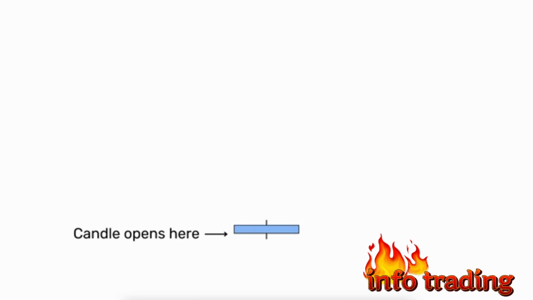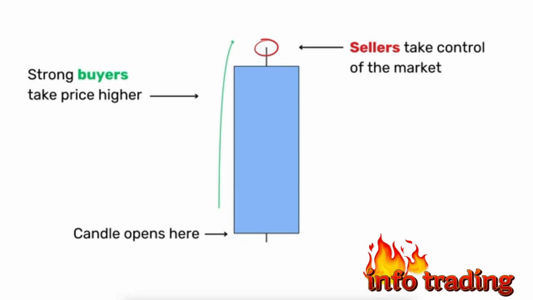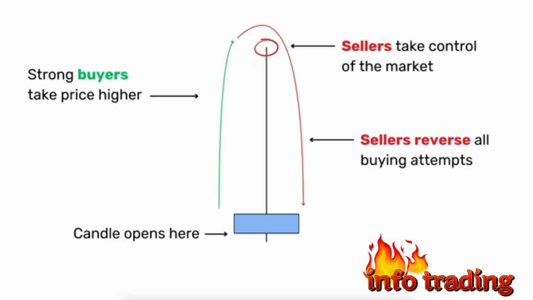So here's an example of how a control shift candle forms and what it means in real time. The candle opens here. We see a drive to the upside, which is strong buyers taking price higher. But then we start to see sellers taking control of the market. And before the candle closes, we see the sellers reverse all of the buying attempts, taking the market back down to close around where it opened. This large upside wick is showing in real time the buyers losing control of the market to the sellers, therefore hinting at a reversal and giving us valuable information that we can potentially use for future selling trades.